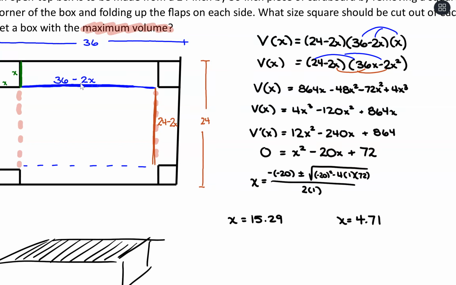Now, two solutions are coming out here, and I want to see what makes sense. So to have a 15.29 is going to be impossible because one of the side lengths is 24 minus 2 times our value for x. And if I do 24 minus 2 times a 15.29, it's going to end up negative, and I can't have a negative side length. So it's not that we have two solutions, we really have one. We just have to throw it back into context of what's possible, and that 15.29 is not possible. So we have one solution, and it's the 4.71.